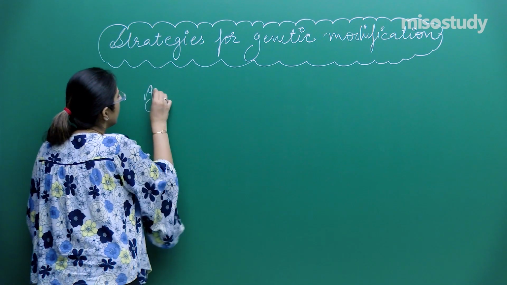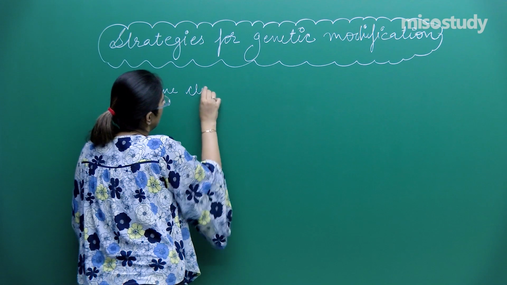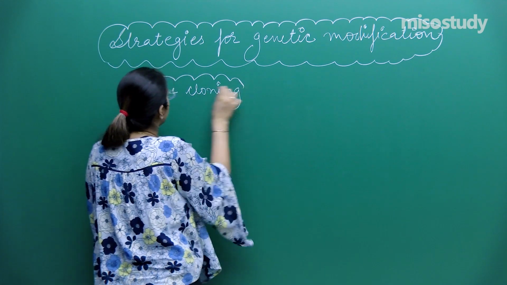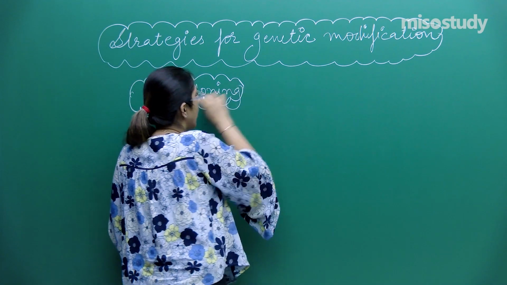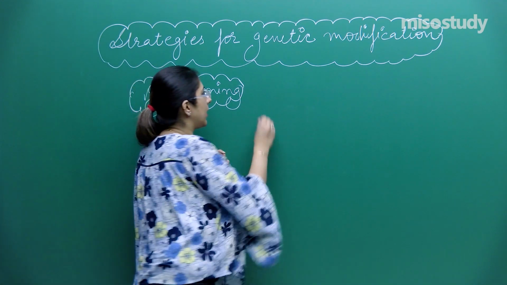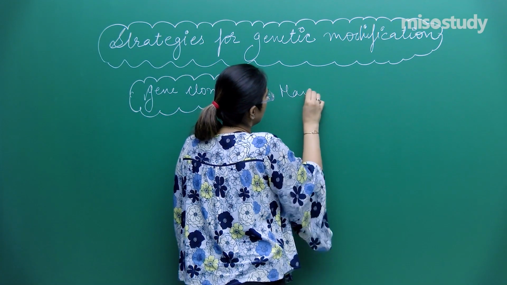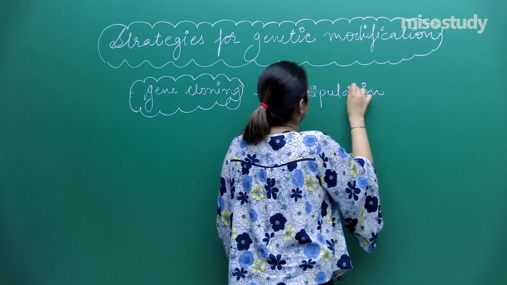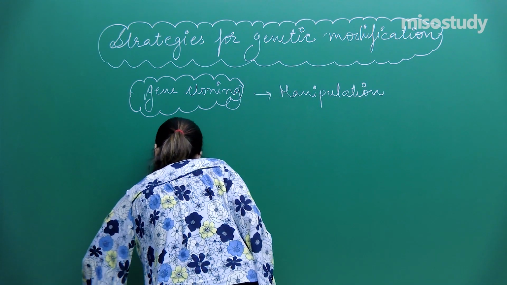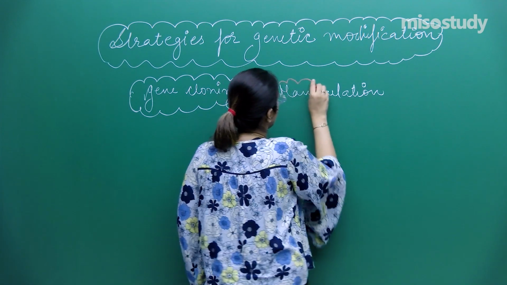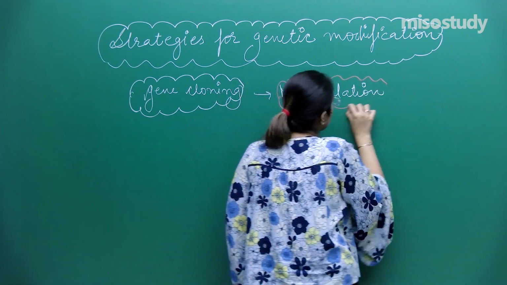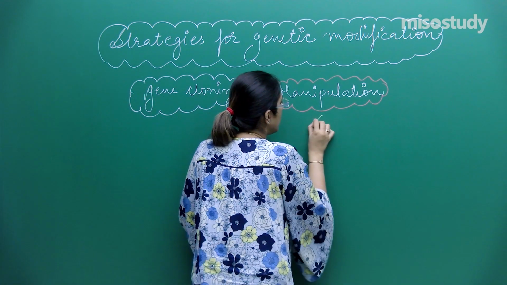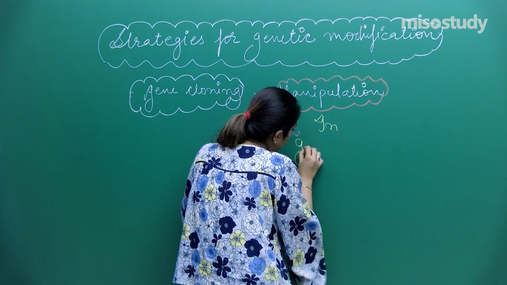In the strategies of genetic modification, one thing you need to remember is that the gene cloning method came into existence. Cloning came into existence, right, students? With the help of this gene cloning, there was a manipulation in what? Manipulation in the whole genome, right? Manipulation in the genome.